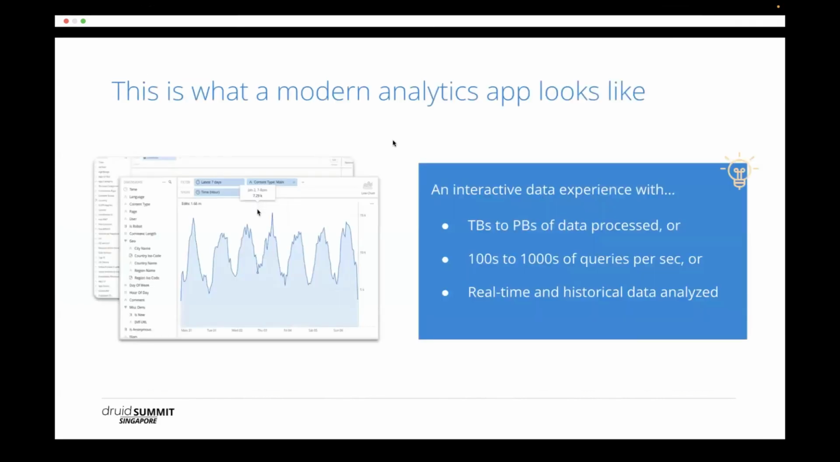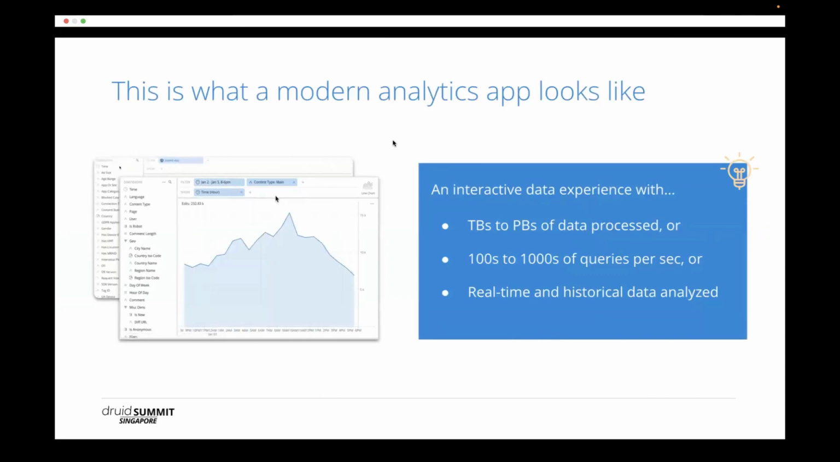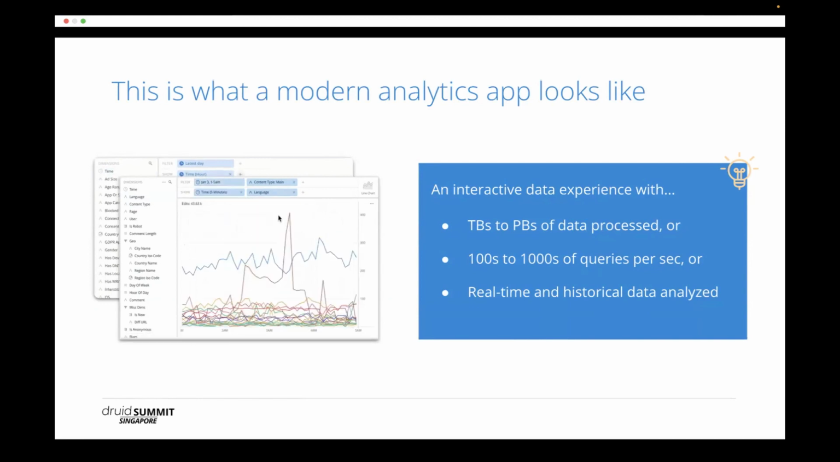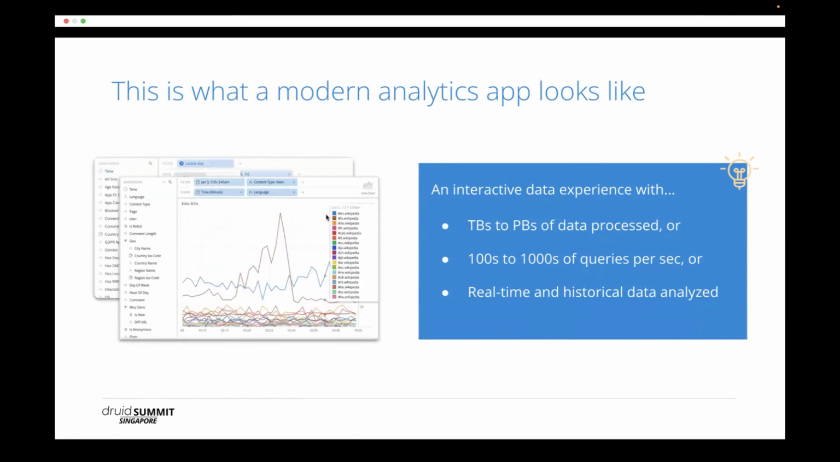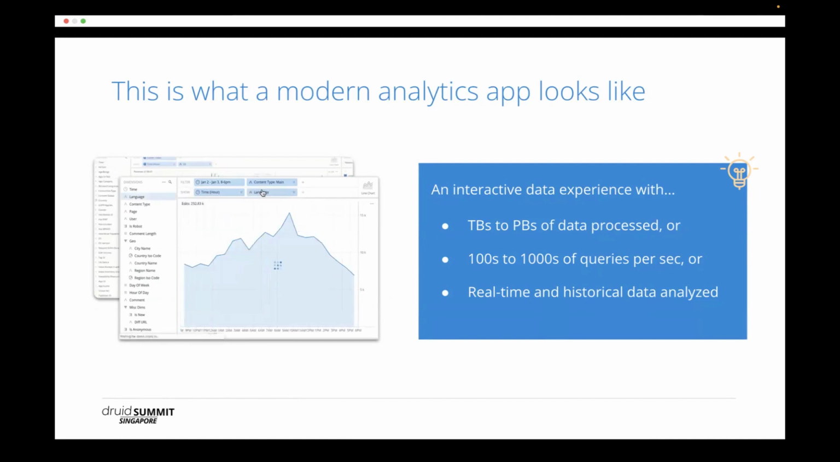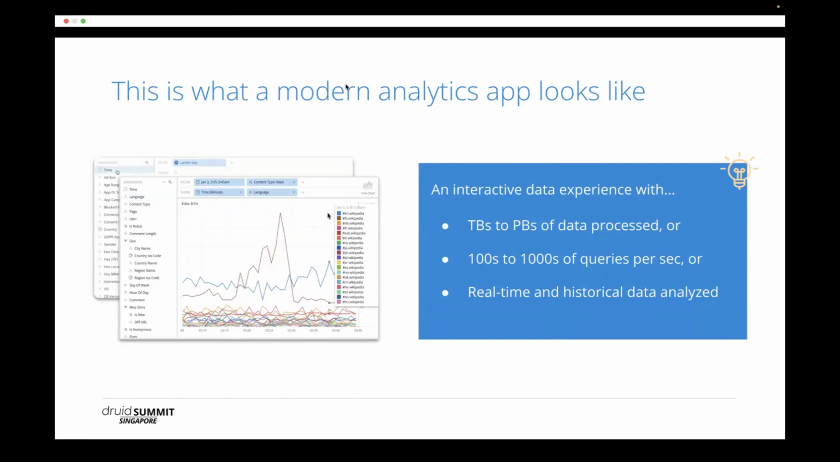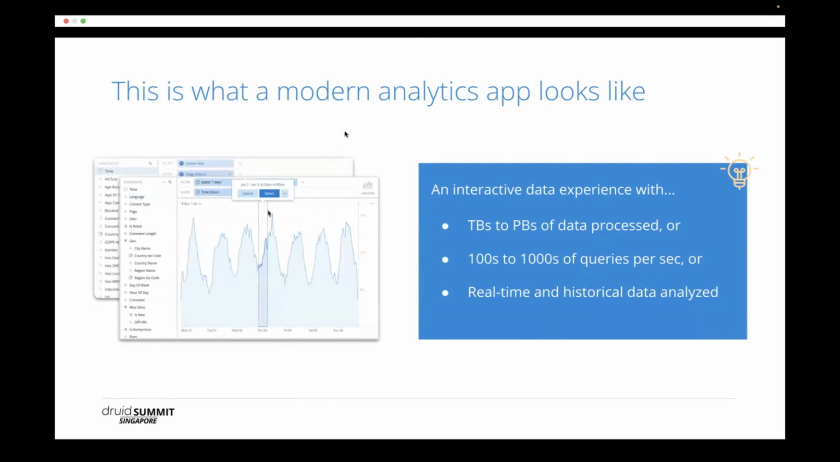And what an analytic application is, is what we're going to come to. But typically, an analytic application is something that gives you an interactive data experience when you're processing petabytes of data, when you have hundreds to thousands of queries per second, and you're processing both real-time and historical data. The thing you see on the UI is an analytic application, right? People are dragging and dropping stuff and seeing responses immediately and essentially having a conversation with the data, which is the whole idea of an analytic application.